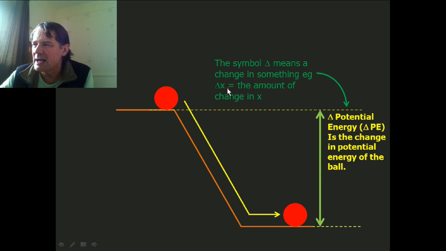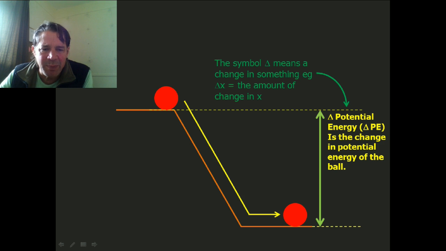The symbol delta means a change in something. For example, delta X is the amount of change in X. Try and ignore any horizontal movement in this analogy and concentrate on the vertical movement, i.e. changes in gravitational potential energy.